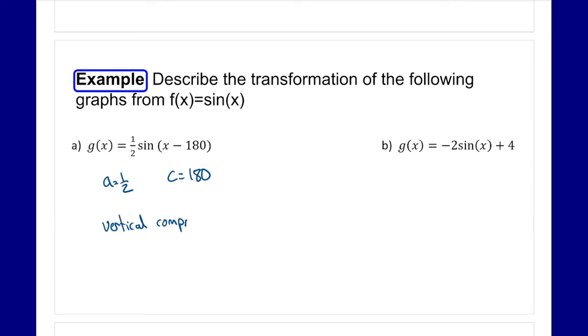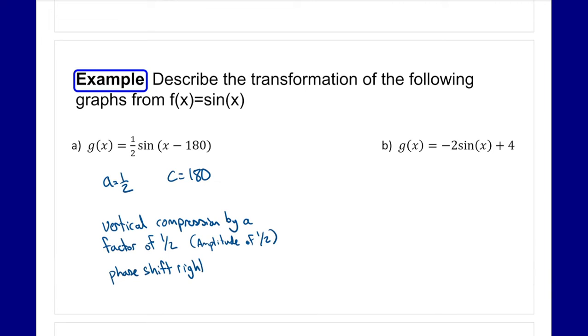Vertical compression by a factor of 1/2. You could also just say amplitude of 1/2. And the C value of positive 180 means a phase shift right 180. So we've moved our entire graph over 180.